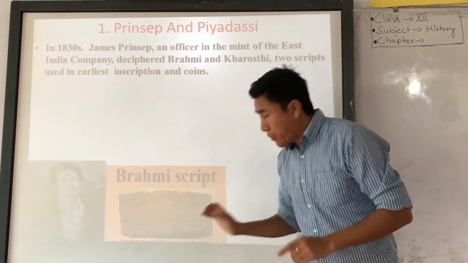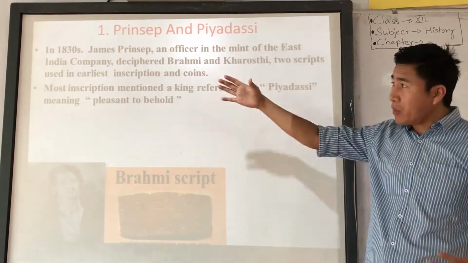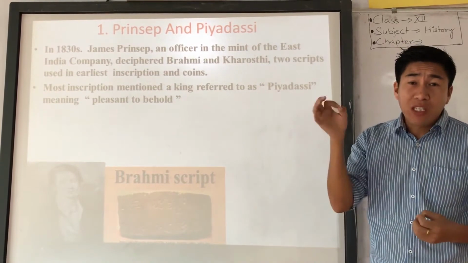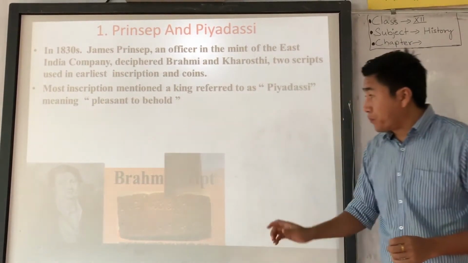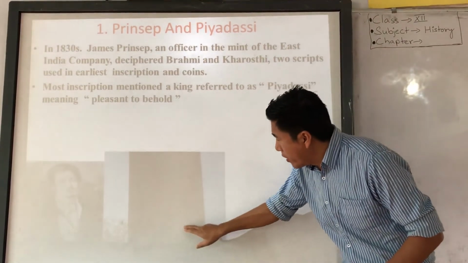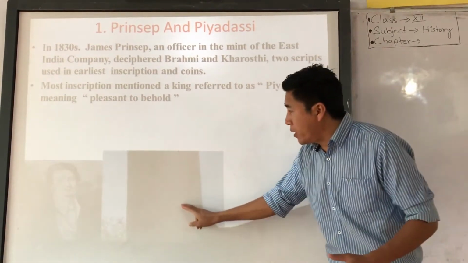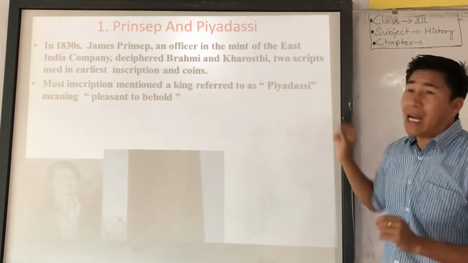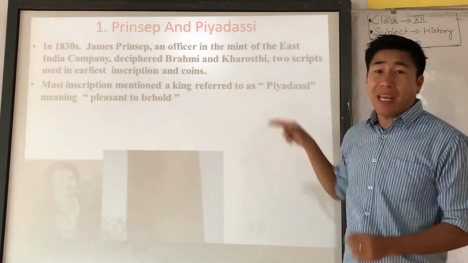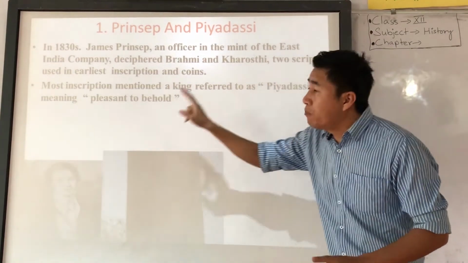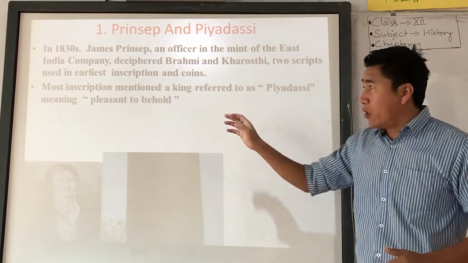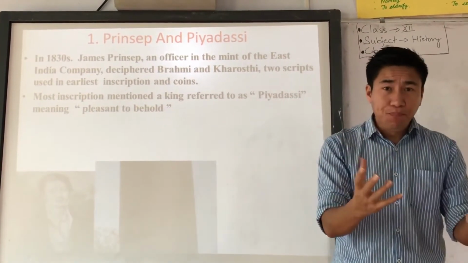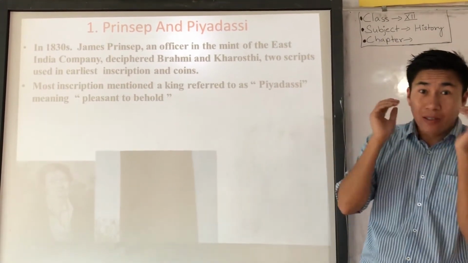Now you will understand. See, what happened during that time, around 1830s, right? Then 1840, 1850, 60. Many inscriptions were found written in Brahmi and Kharosthi script, on the pillars or on the rock edicts, right? Most of these inscriptions contained the name of a king called Priyadasi. Now see, most inscriptions mention a king referred to as Priyadasi, meaning pleasant to behold, right? In easy English, you can say good looking. Priya means pleasant, and dasi means darshan, view, right?